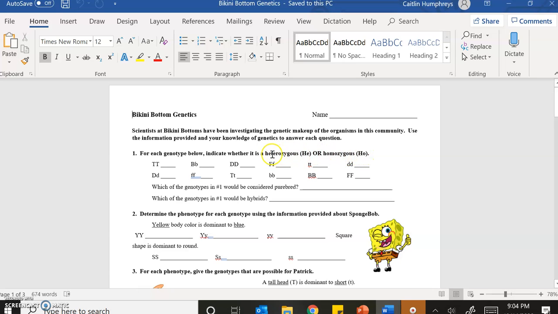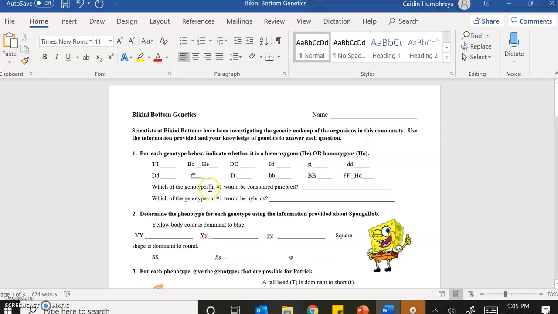So we know hetero means different. So this big B and little b are different, so that would be heterozygous, labeled HE. And this HO, homozygous, means same. So these two F's are the same. So you're going to go through and label each line with homozygous or heterozygous. Remember using HE and HO.